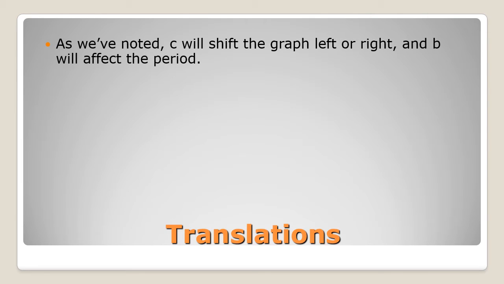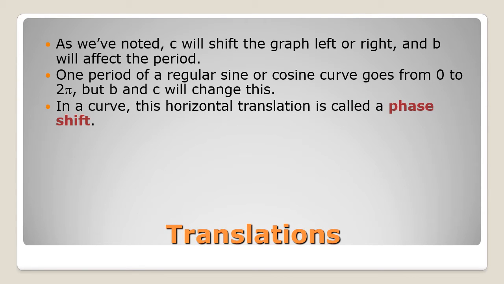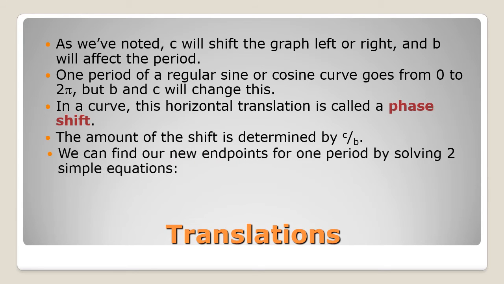C will shift it left and right, and b will affect the period. One period of a regular sine or cosine goes from 0 to 2 pi. B and C are going to change this. In a curve, this is called a phase shift. The amount of the shift is determined by c over b. So to actually figure out that horizontal translation, it's not just c, it's c divided by b, and that's going to give you the horizontal or phase shift.